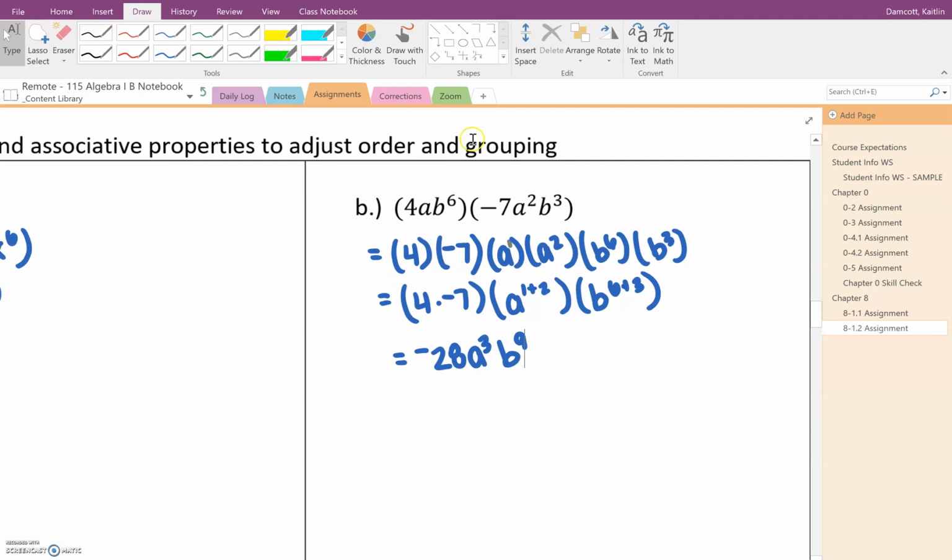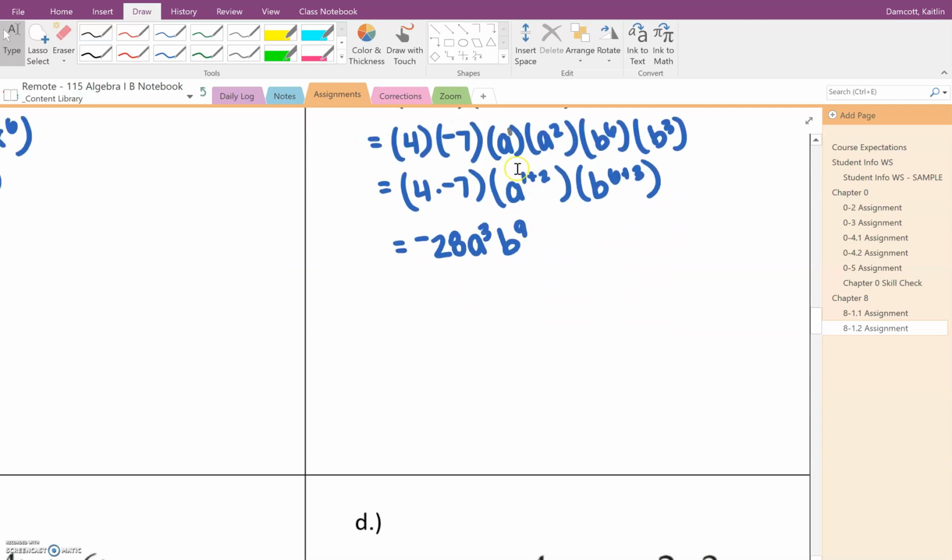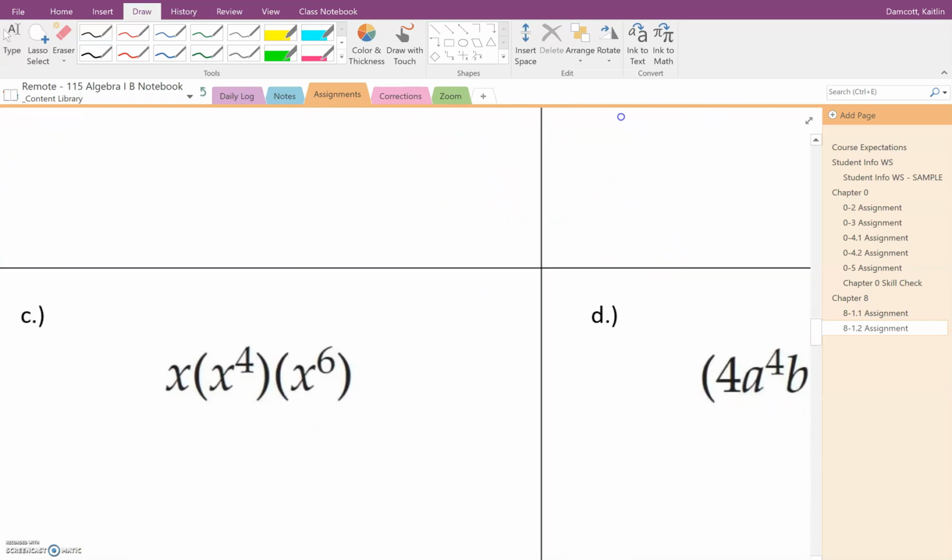Okay, so again, change your order so that you've got your numbers together, all of your variables that are similar, the same, together, and then you can group and simplify.